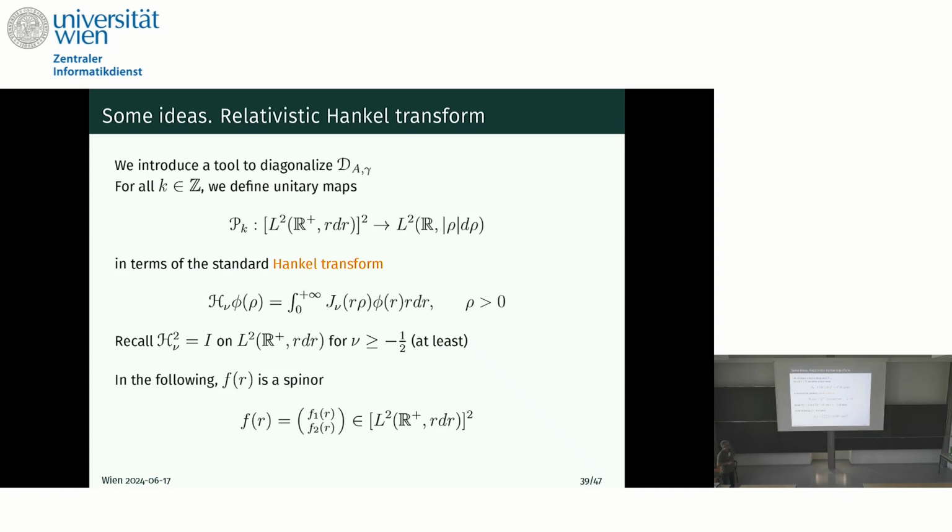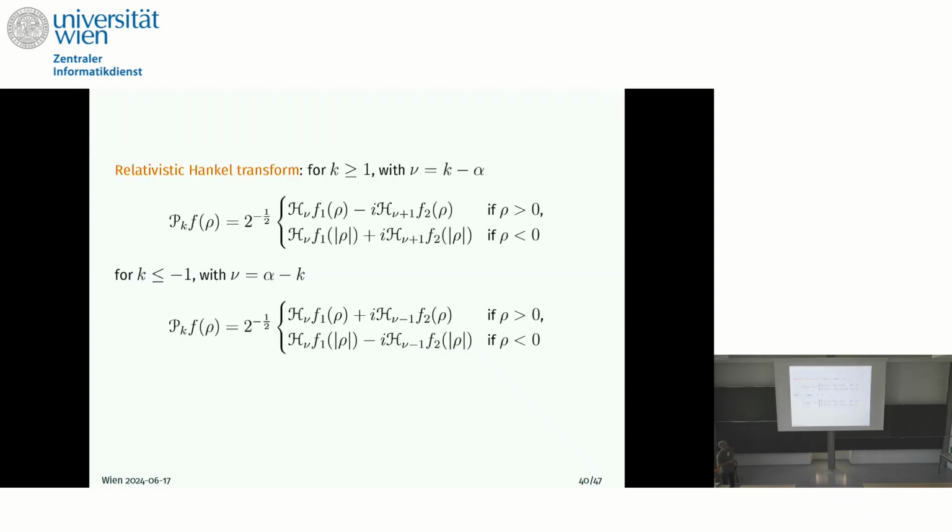F is a spinor. I denote by F1, F2 its components. And we define unitary maps from the set of spinors to L2 of the real line, also with weight R. This is the full definition. I mean, this is not out of the hat. This is just a combination with the eigenfunctions of the operator. It's a standard way to find out what diagonalizes your operator, of course.